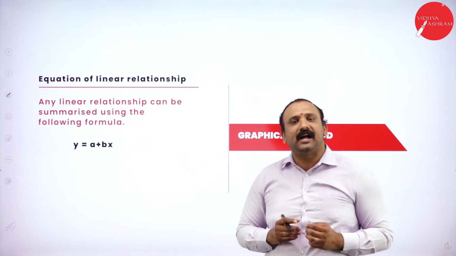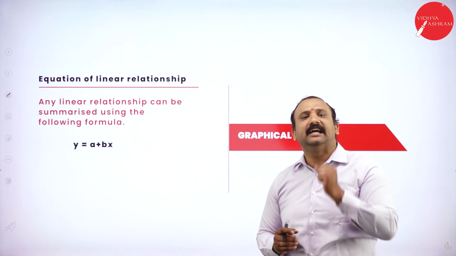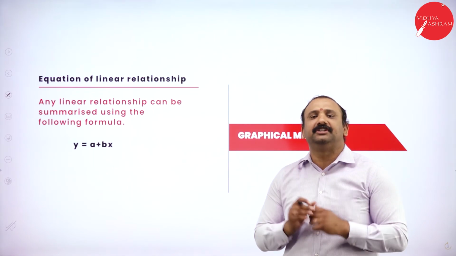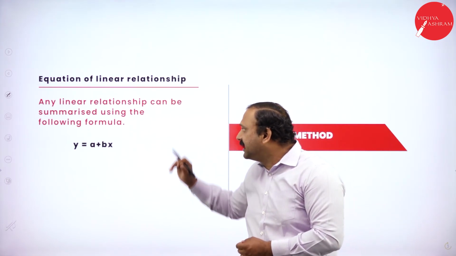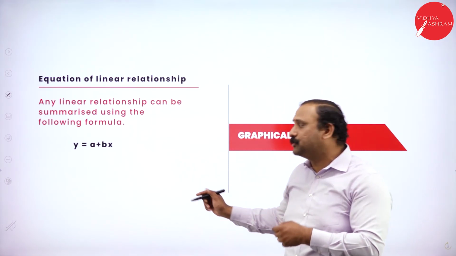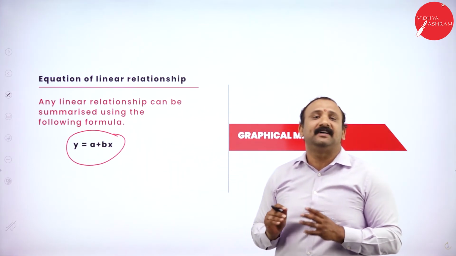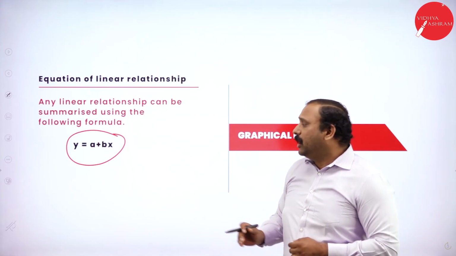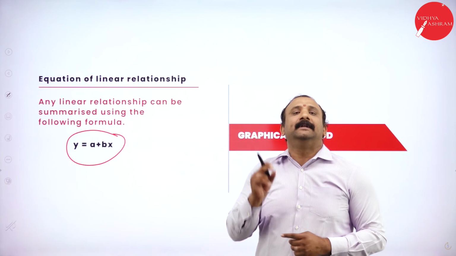In order to understand graphical method, we first need to understand the linear equation or the relationship that is going to be told in this class. Any linear relationship can be summarized using the formula y is equal to a plus bx. Now, a is an independent variable and B is a dependent variable.